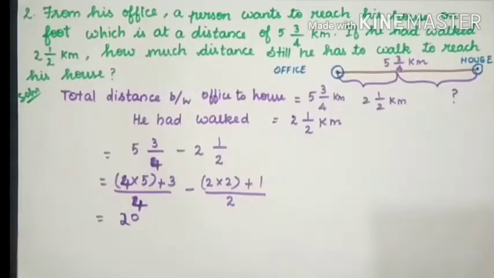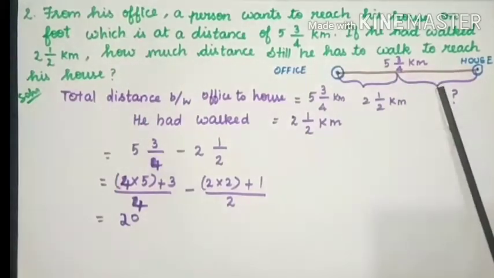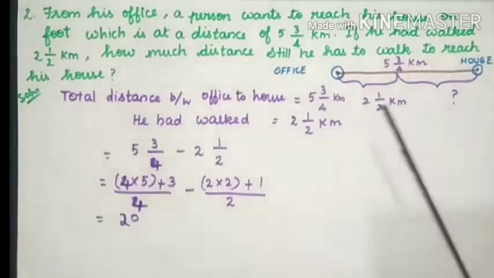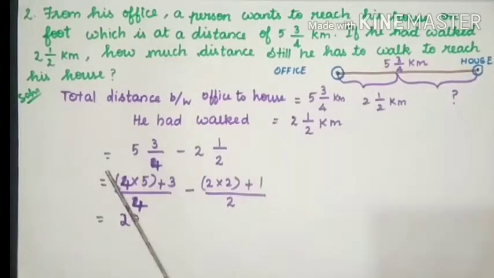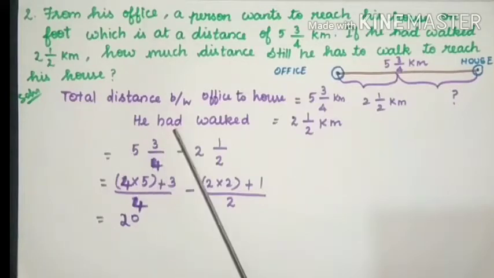Students, is it clear now why we have to subtract these two fractions? Yes, because we have to find the remaining distance he has to walk to reach his house. So we have to subtract the given two fractions. See here, it is in the form of a mixed fraction. First, you have to change this mixed fraction into an improper fraction. Students, as you already know, how to change a mixed fraction into an improper fraction: that is, denominator into whole number plus numerator.